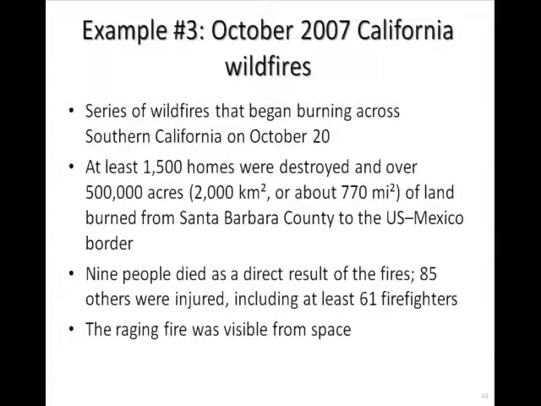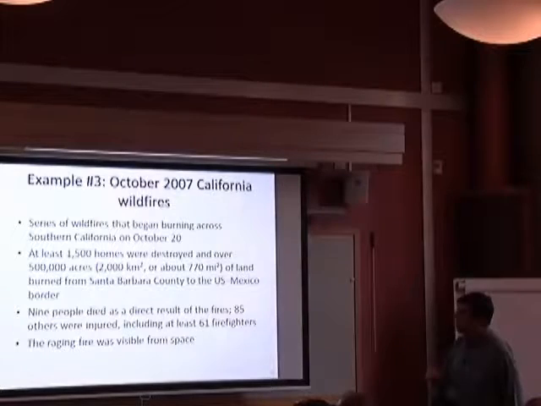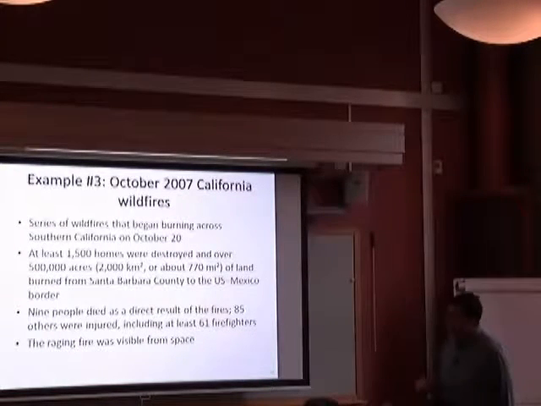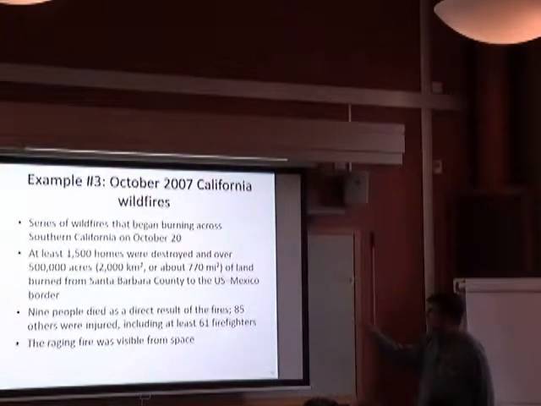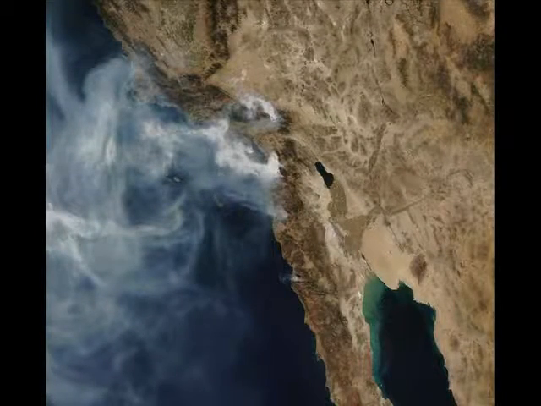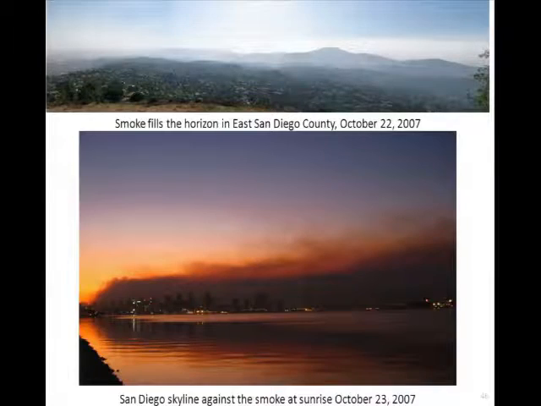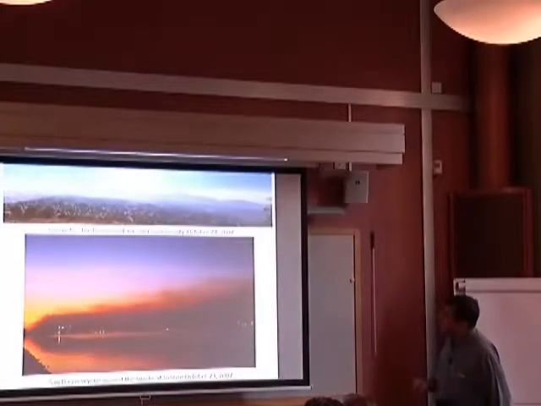And the third and final example I'll give you is the wildfires that happened in Southern California in 2007. There were a series of wildfires that began burning across the region. At least 1,500 homes were destroyed and over 500,000 acres of land burned from Santa Barbara to the U.S.-Mexico border. 9 people died. And the raging fire was visible from space, so you could watch these wildfires. So these are 2 photos from the region of San Diego with lots of smoke.